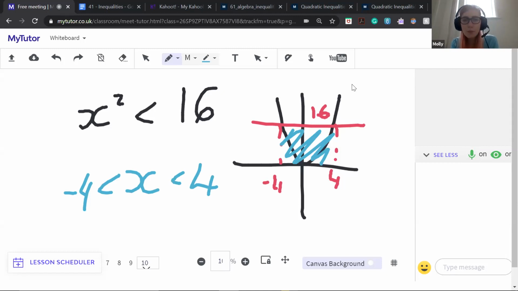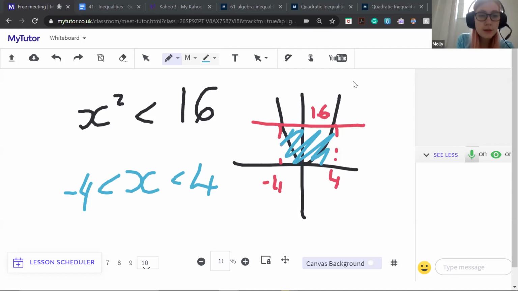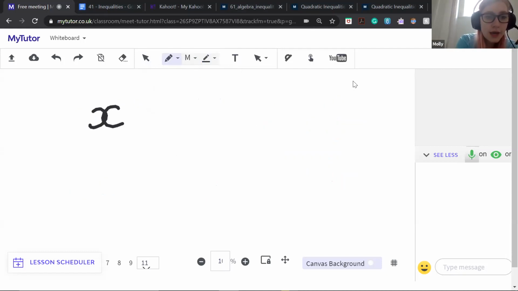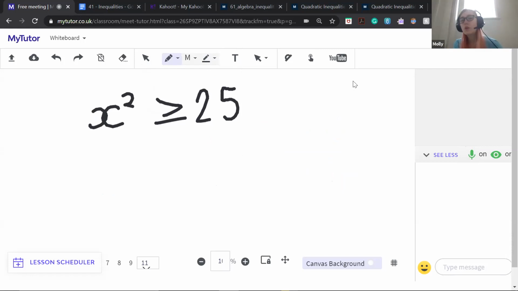I think once you've done a couple, there's nothing too difficult about these. It's just a different way of thinking. It's not quite like solving an equation, is it? You've really got to think about what it is that you actually mean. For example, what if we had x squared is greater than or equal to 25? What do you think we could have here? I definitely recommend drawing the graph if that helps you.